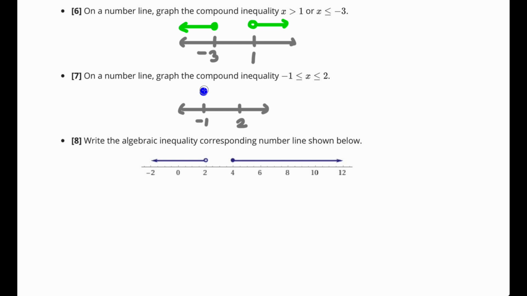So it's going to be colored in here, and it's going to be going to the right. That's the first part. The next part is x is less than or equal to 2. It's going to be colored in here, and we're going this way. But now if you notice, they're going in opposite directions, but they both have to be true. So the answer for this one is just where there's overlap.